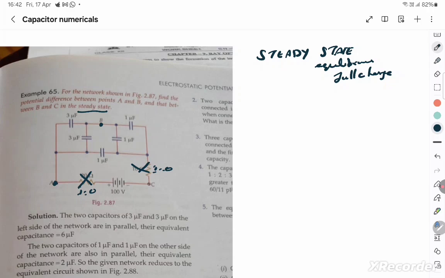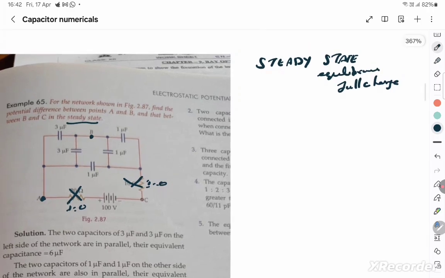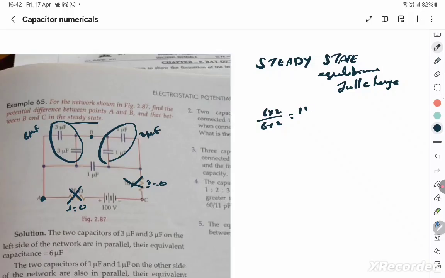So let's find the equivalent capacitance of this network. You see that these two are in parallel, which makes it 6. These two are in parallel, which makes it 2 microfarad. And this is 6 microfarad. And those two are in series. So 6 into 2 by 6 plus 2, which is 12 by 8, which is 4 by 3 microfarad.